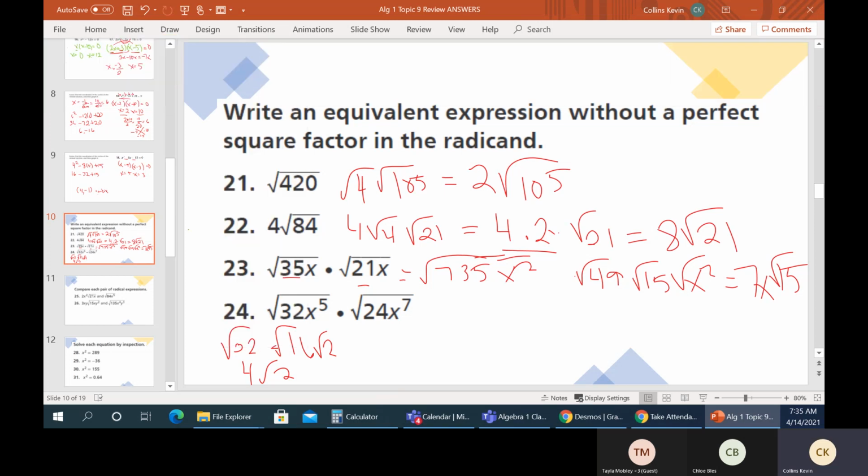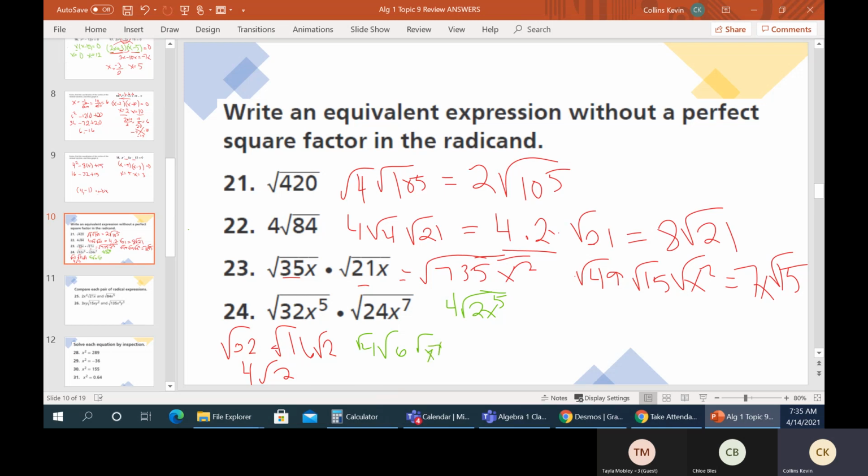And this guy is going to be 4 times the square root of 2 x to the 5th. Okay, we'll come back to him in a little bit. So same thing with the 24. We know here we can divide by 4, right? So that's the square root of 4 times the square root of 6, and then we have the square root of x to the 7th.